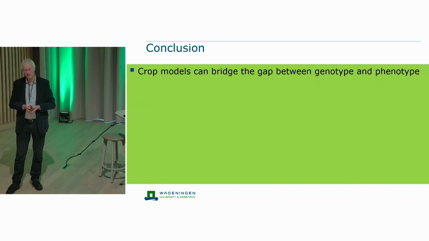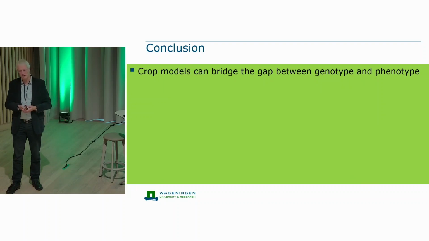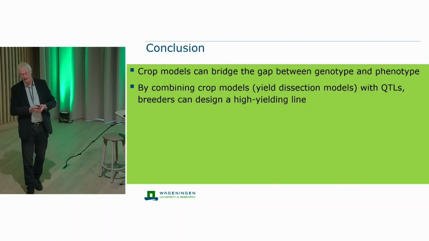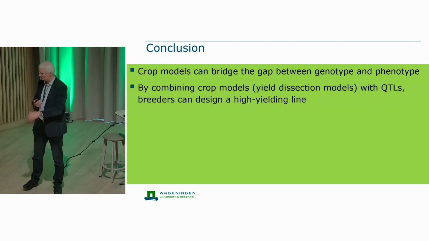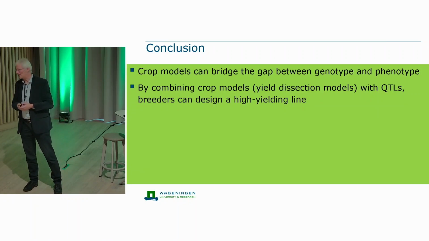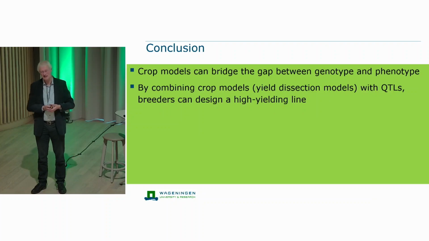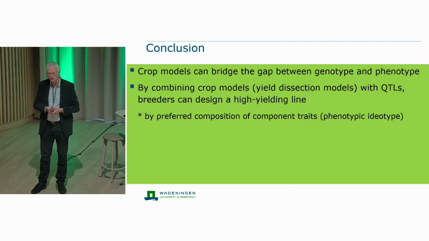Then the conclusions. Crop models can bridge the gap between genotype and phenotype. That's no news, I think, by now. Although we started already with that, Fred just reminded me something like 15 years ago. By combining crop models, yield dissection models with QTLs, breeders can design a high-yielding line. I hope I made that also clear, although the time is very limited to make it all clear.